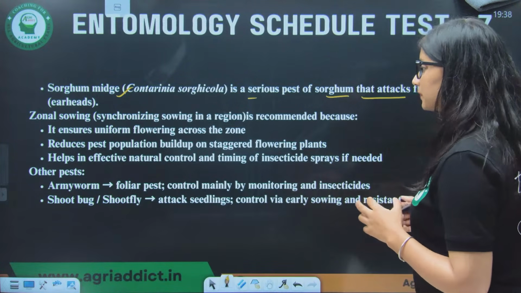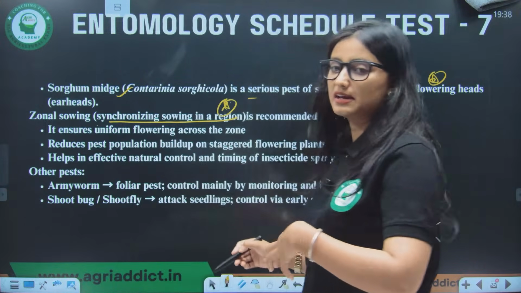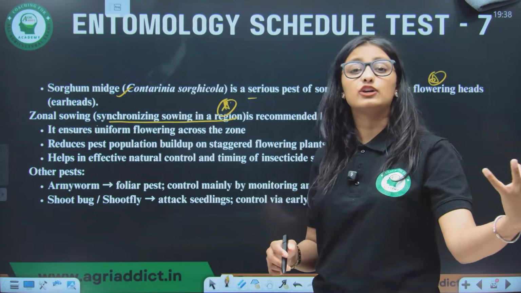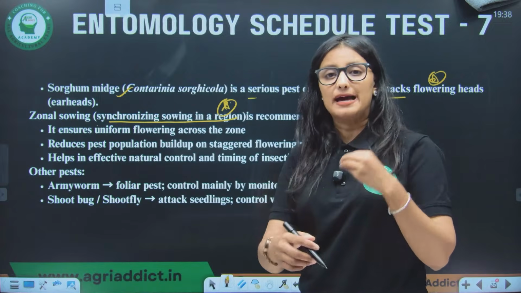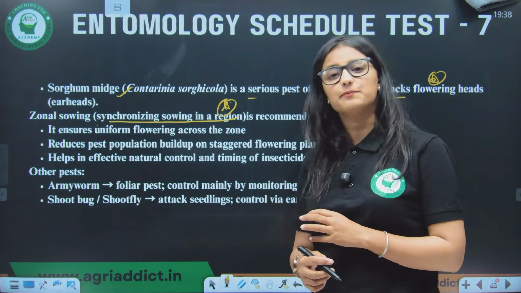Okay, so this is synchronizing sowing in a region. We will synchronize its flowering pattern so that it does not coincide with the pest's surge time of the midge. Okay, so let's move to the next.